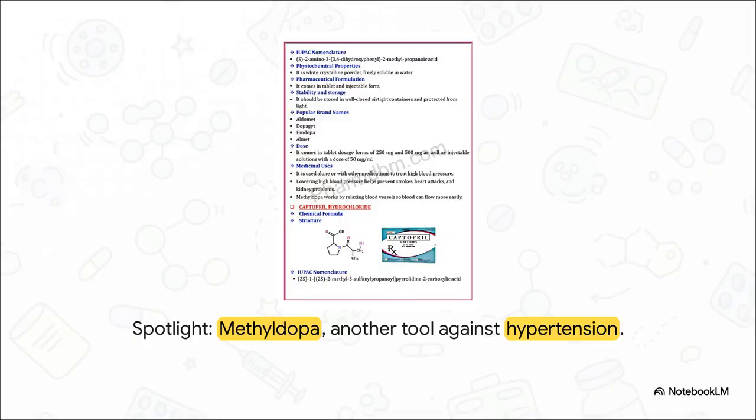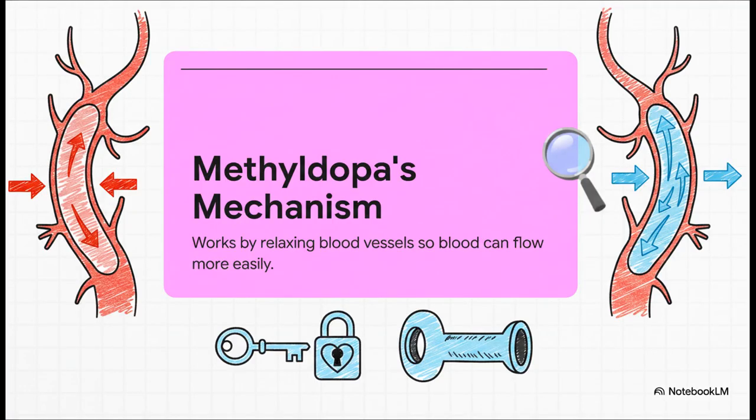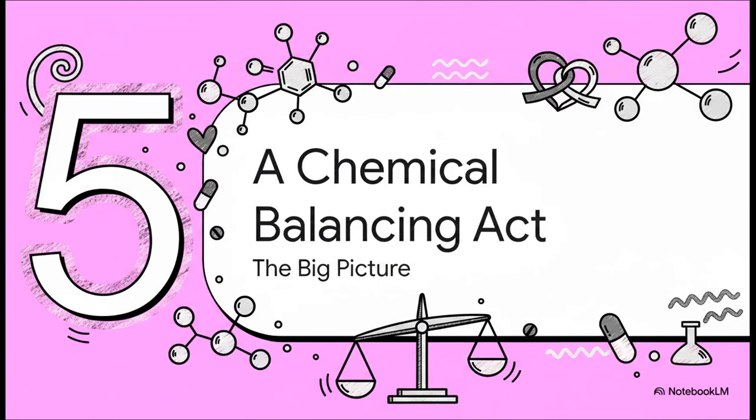All right, now let's look at a completely different tool that fixes the same problem, methyl dopa. You don't have to be a chemist to see that this molecule looks totally different from propranolol, and that tells you it must work in a different way. And you'd be right. Instead of telling the heart to slow down, methyl dopa goes straight to the pipes, the blood vessels, and tells them to relax. This makes them wider so the blood can flow through more easily. Less pressure, problem solved. It's two different keys for two different locks, but they both open the door to lower blood pressure.